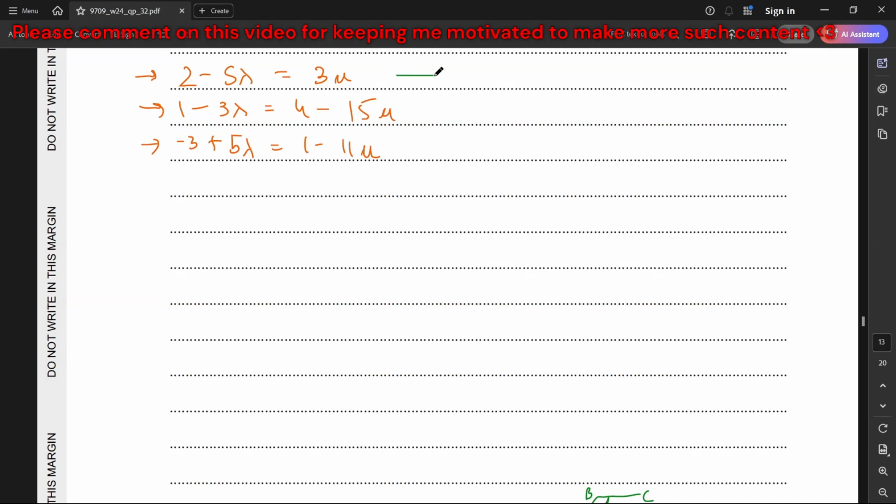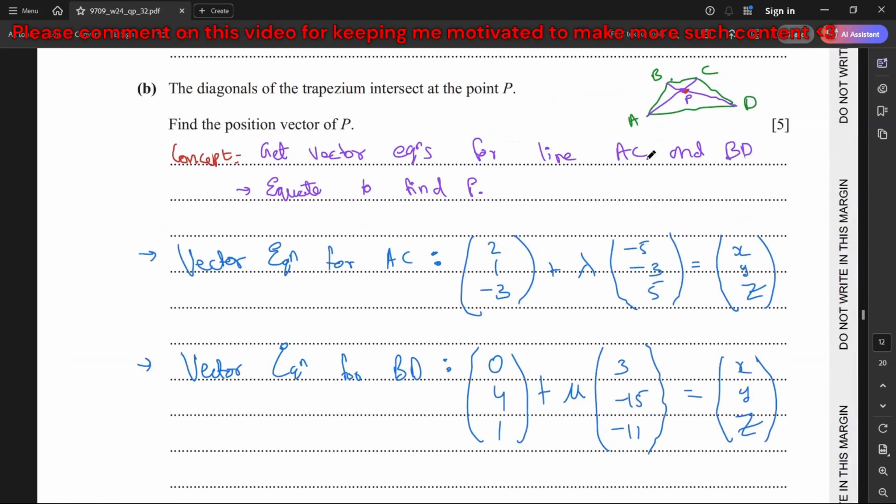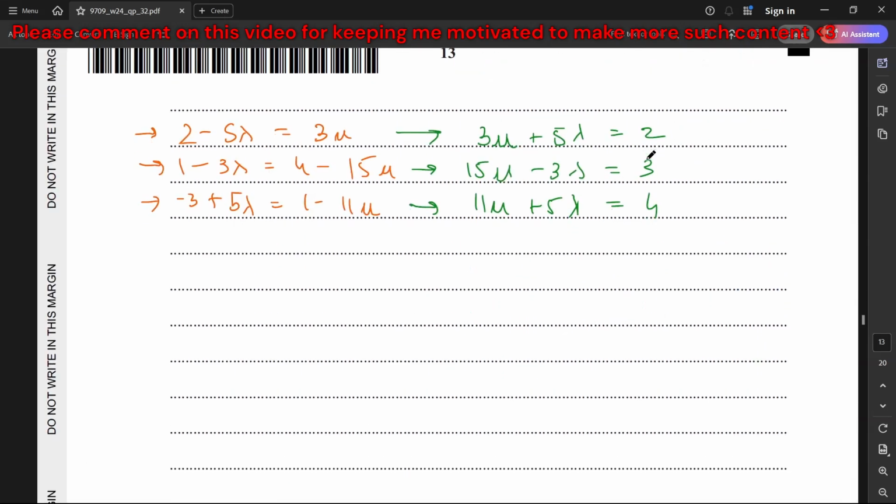So no problem, I'll write this as 3 mu plus 5 lambda is equal to 2. This is the same as writing 15 mu minus 3 lambda equals 4 minus 1, which is 3, and this can be written as 11 mu plus 5 lambda equals 1 plus 3, which is 4. So in both cases we have 5 lambda, if you can see. Let's say this is equation 1 and this is equation 2.